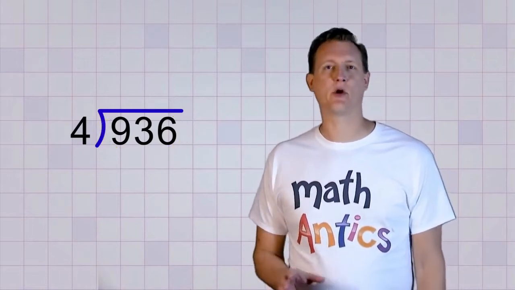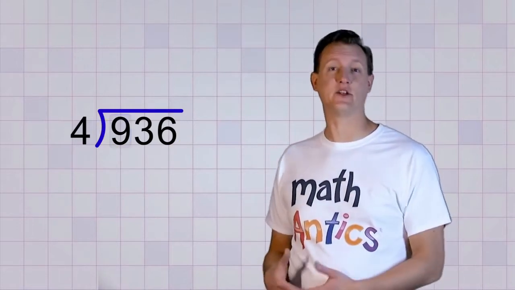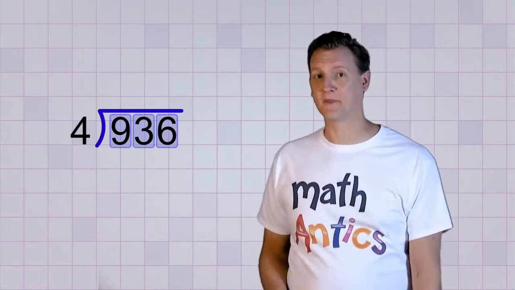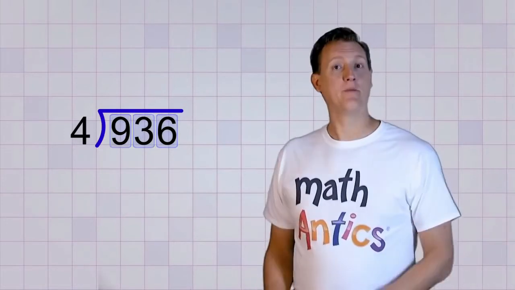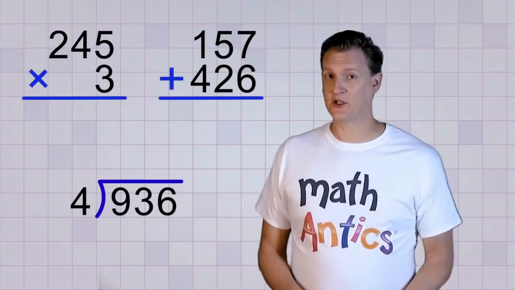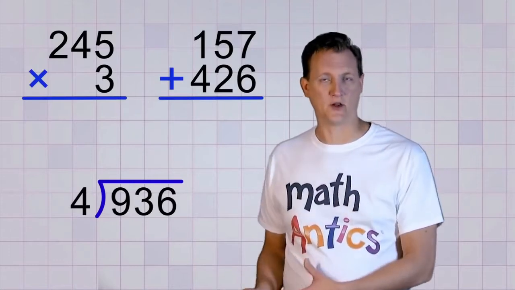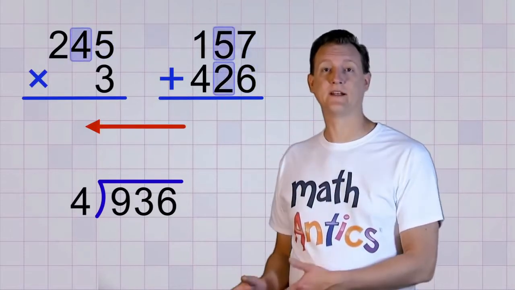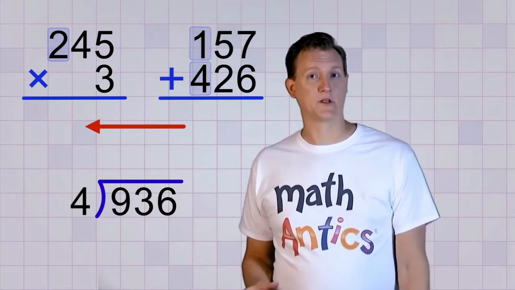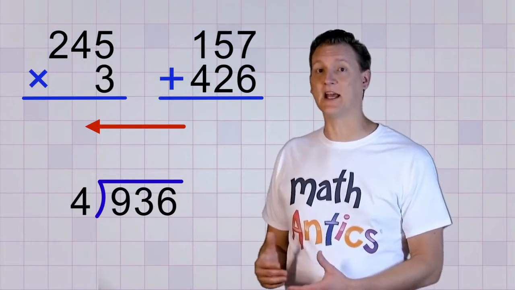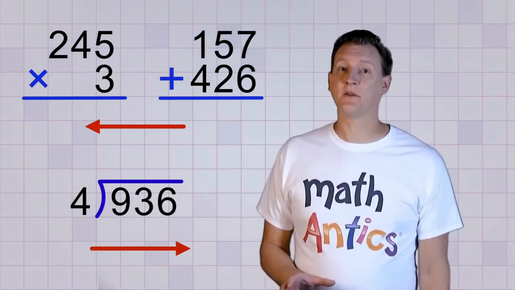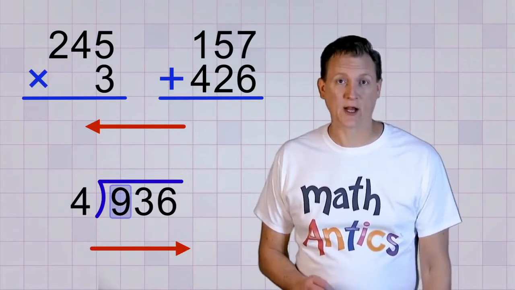Well, instead of trying to divide the entire 936 by 4 all at once, let's break this problem up into smaller steps by just trying to divide each digit by 4, one digit at a time, digit by digit. Do you remember how with multi-digit multiplication and addition, we always start with the smallest digit, the ones place digit, and we work from right to left? Well, division is backwards. We still go digit by digit, but the other way.